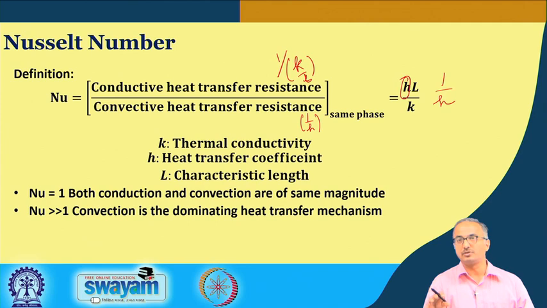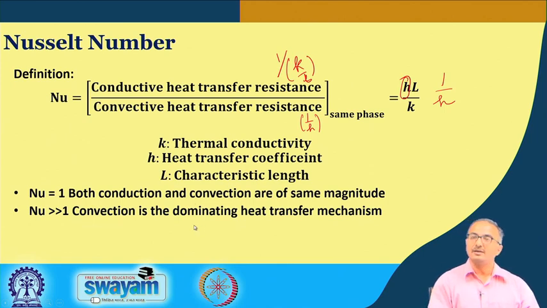Most of the correlations given in the literature to find the heat transfer coefficient are given in terms of the Nusselt number. And you can see that if the Nusselt number is equal to 1, that means both conduction and convection have the same significance. And as the Nusselt number keeps rising, it goes much higher than 1. What you find is that the convective resistance keeps coming down and the conductive resistance keeps going up. Okay.